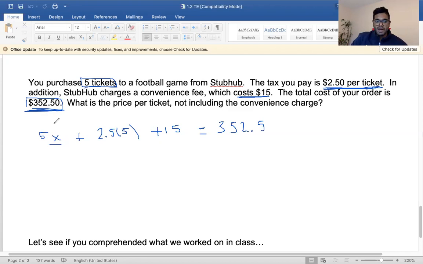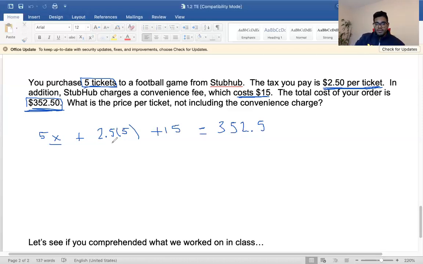Now, if I wanted to read this back out loud, I got 5 tickets at some cost x that we don't know, plus I got to pay $2.50 for 5 tickets, plus a $15 convenience fee, and my total is going to be $325.50. So how much did it cost for the tickets? So now we just got to simplify this down a little bit.